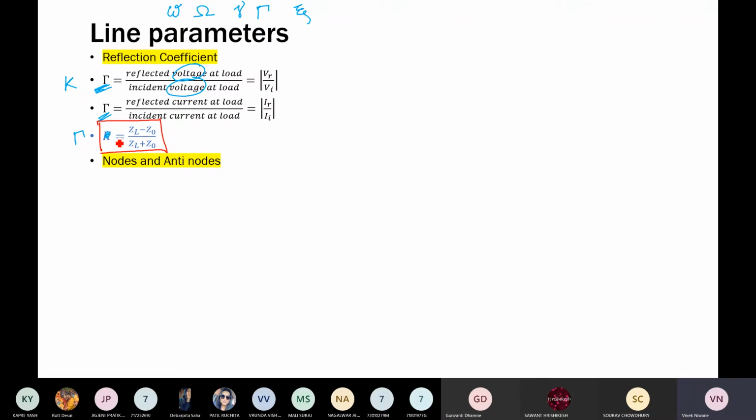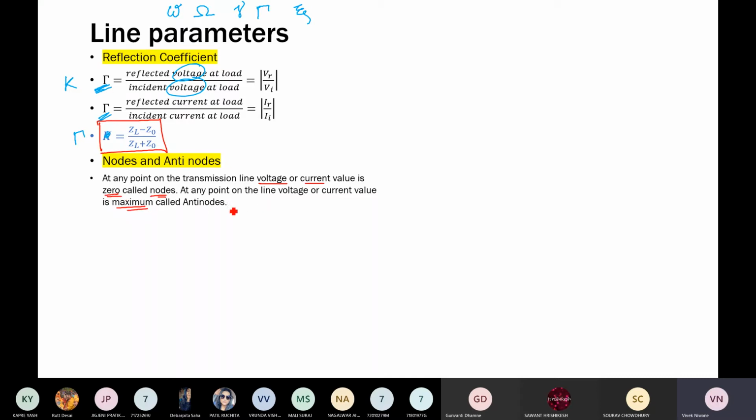Then what do you mean by nodes and antinodes? At any point on the transmission line, where the voltage or current value is 0, those are called nodes. Wherever the voltage or current value is 0, those are nodes, and where their value is maximum, those are antinodes. If we are referring to a waveform like this, these are nodes, whereas this peak and this peak are antinodes, and these kinds of waveforms are observed due to the reflection from the load side.